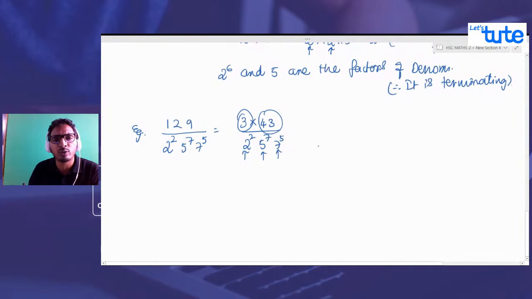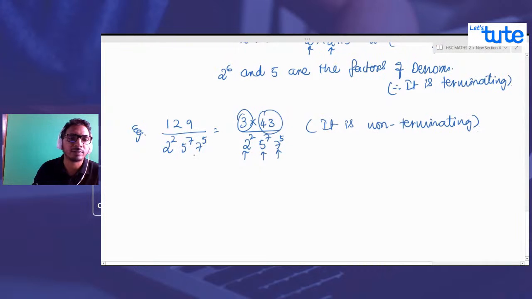We need only 2 and 5 as the factors of the denominator. Then only we can say that it is terminating. Since we have 2 and 5 and an extra 7 also, we say that it is non-terminating. Okay, fine. Let us go for one more example.